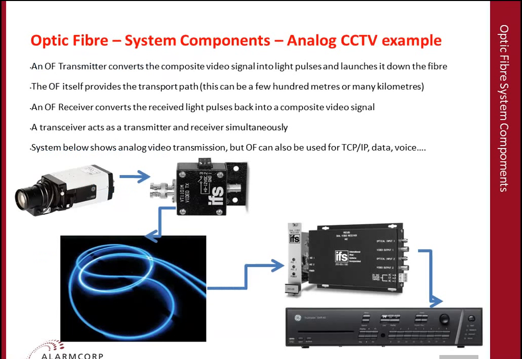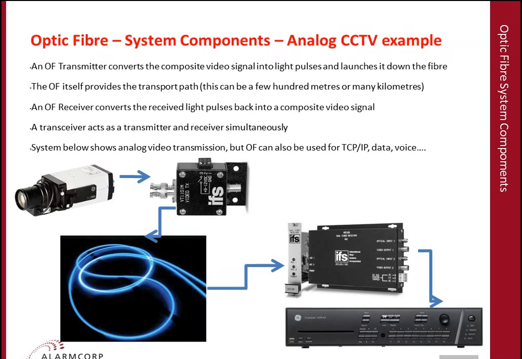Okay, let's look at a typical system component for an analog CCTV example. We have a single analog camera. We want to transmit it over optic fiber to a digital video recorder. So we take a little single channel video encoder that mates with a fiber. At the receiving end, we have a single channel or a two-channel video decoder, and the optic fiber itself provides the path. So the optic fiber transmitter encodes the analog video into light pulses, and the optic fiber receiver decodes it back into composite analog video.